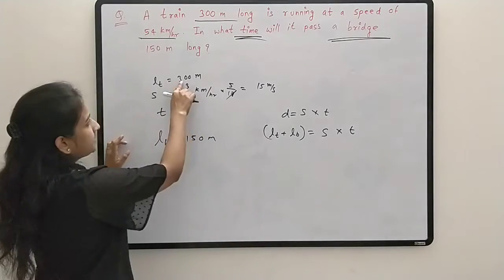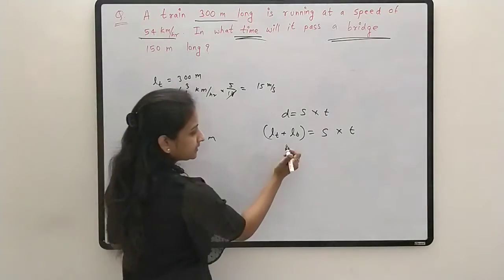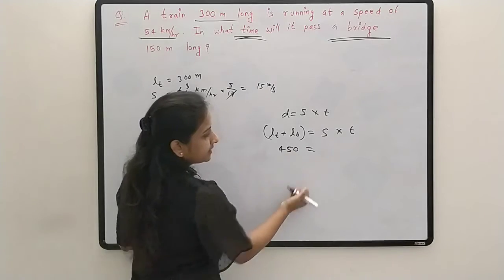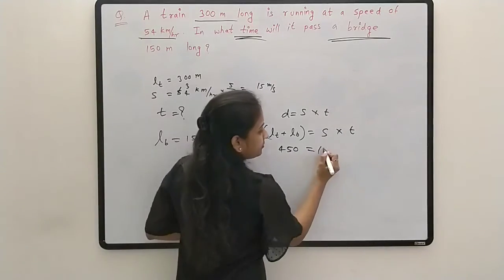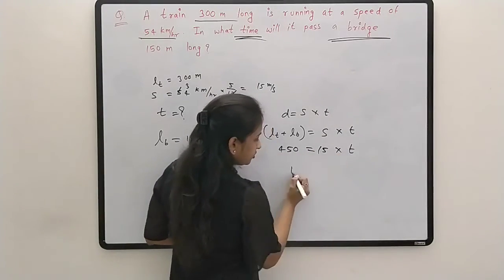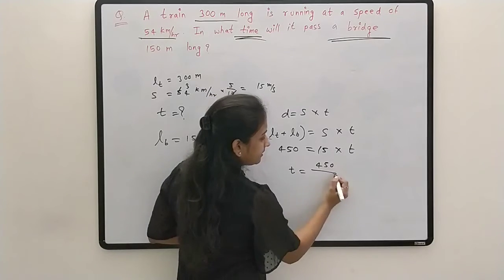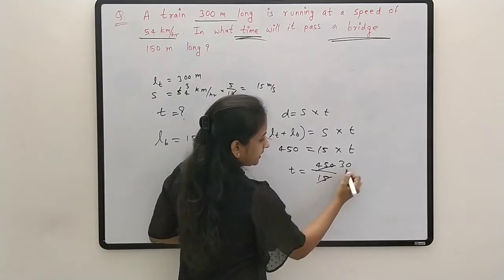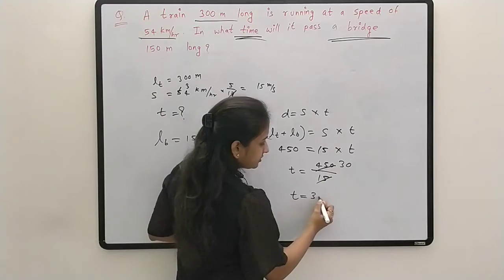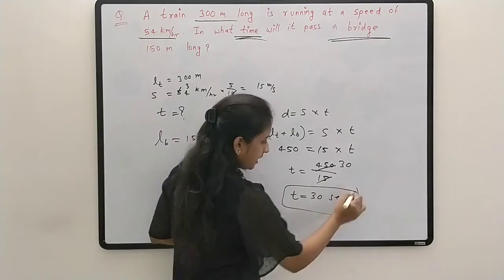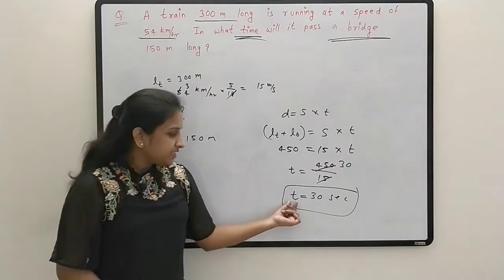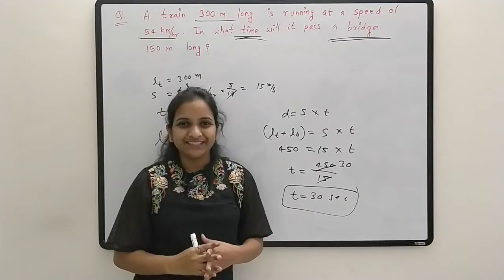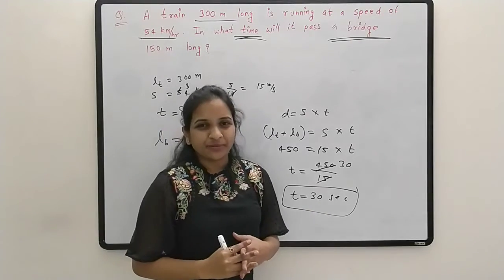Three are given, one we have to find. Easy. See, 300 meter plus 150 meter. So 450 meter is equal to 15 meter per second into t. So t is equal to 450 divided by 15. 15 3s are 45. Okay. So t is equal to 30 seconds. The train will cross the bridge in 30 seconds. Easy. Now let's solve the next problem.